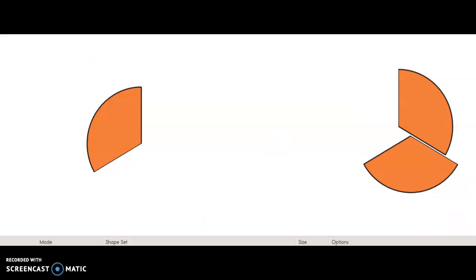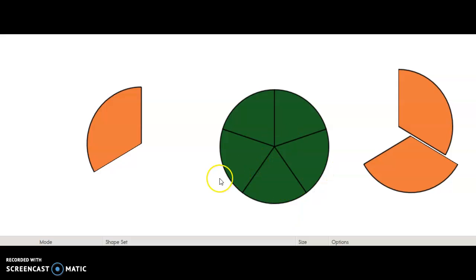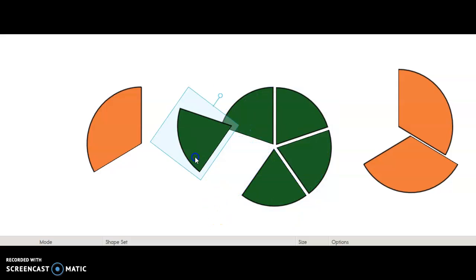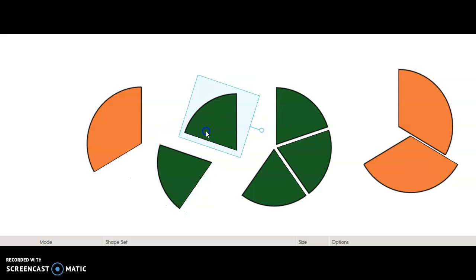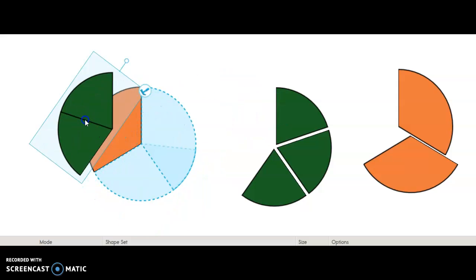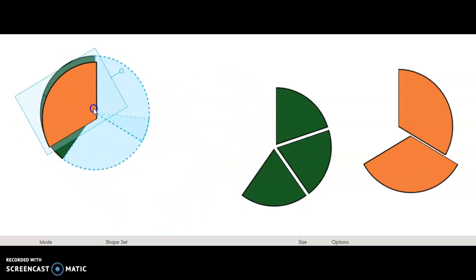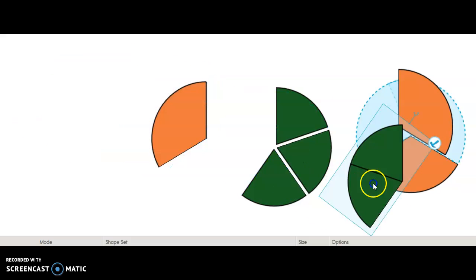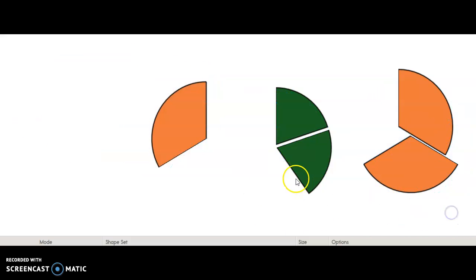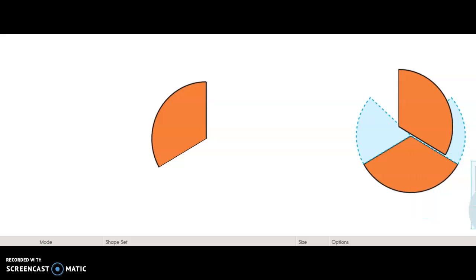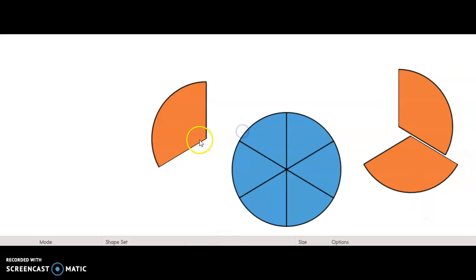So I'm going to try fifths now. I know this is fifths because it's divided into 5. I'm going to break it apart. There's 1/5. It's still too small. If I put 2 fifths together, it's too big. So fifths are not going to work. I'm going to get rid of those. So let me try sixths.